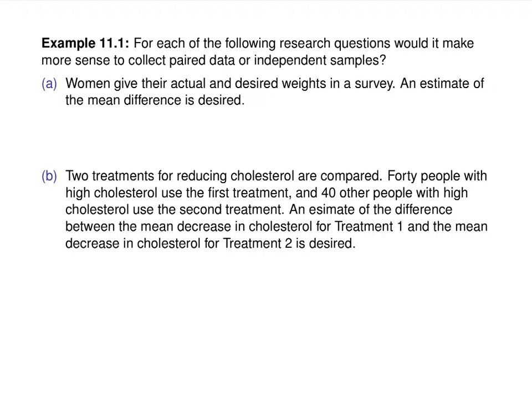So for each of the following research questions, would it make more sense to collect paired data or independent samples? Women give their actual and desired weights. An estimate of the mean difference is desired. That's definitely paired. All right, 2 treatments for reducing cholesterol are compared. 40 people with high cholesterol use the first treatment, and 40 people use the second. An estimate of the difference between the mean decrease in cholesterol for treatment 1 and treatment 2 is desired. This is 2 different independent samples, yep.